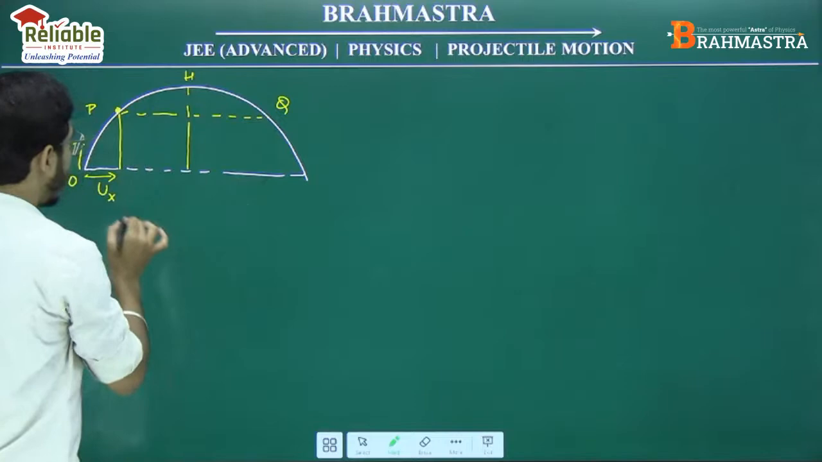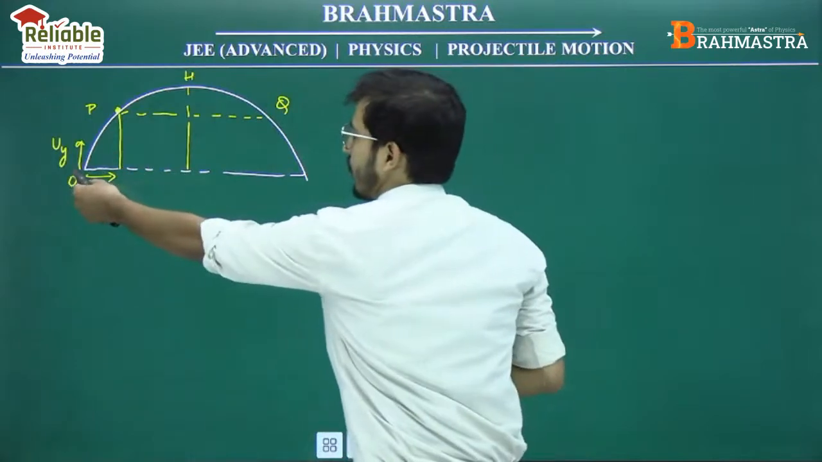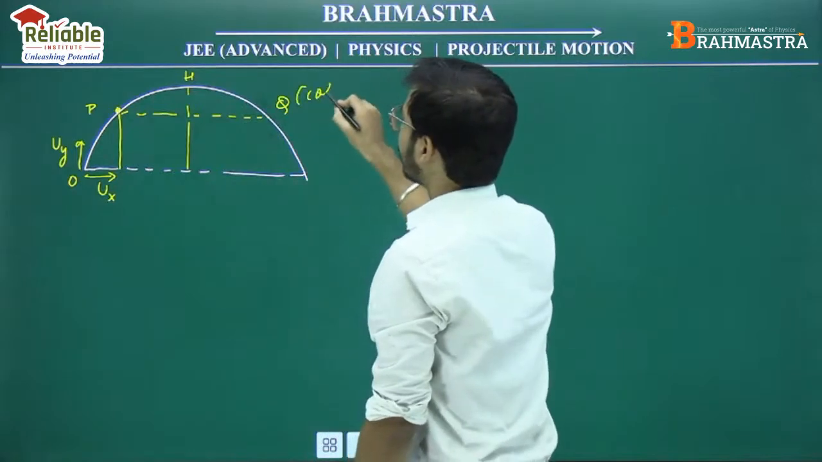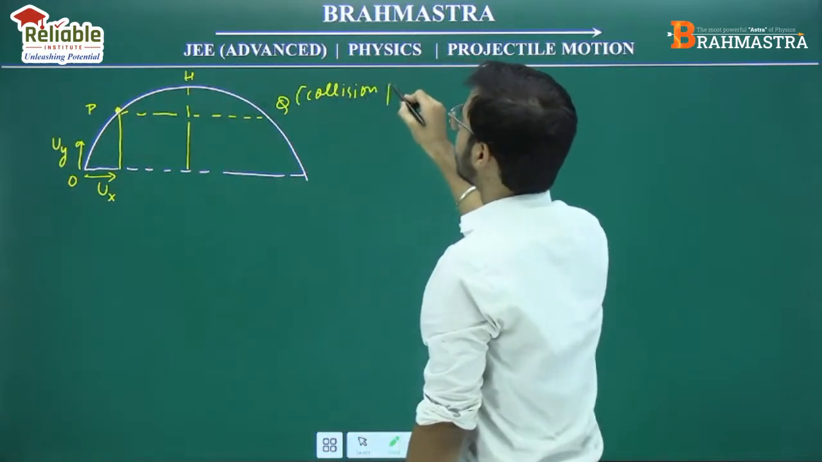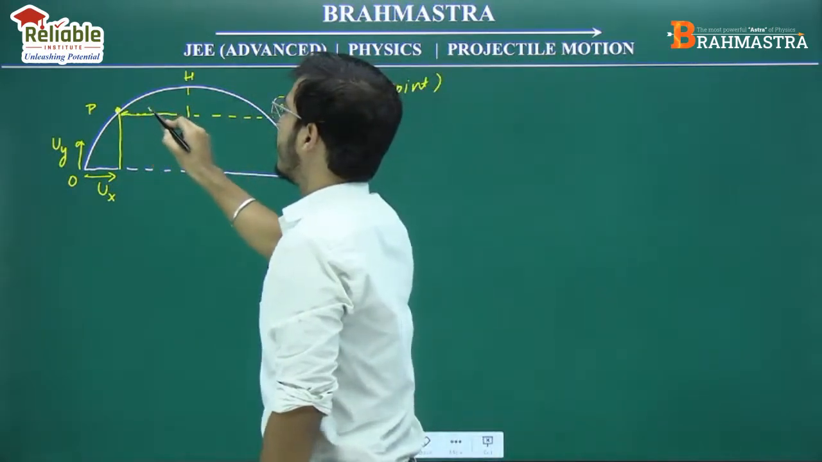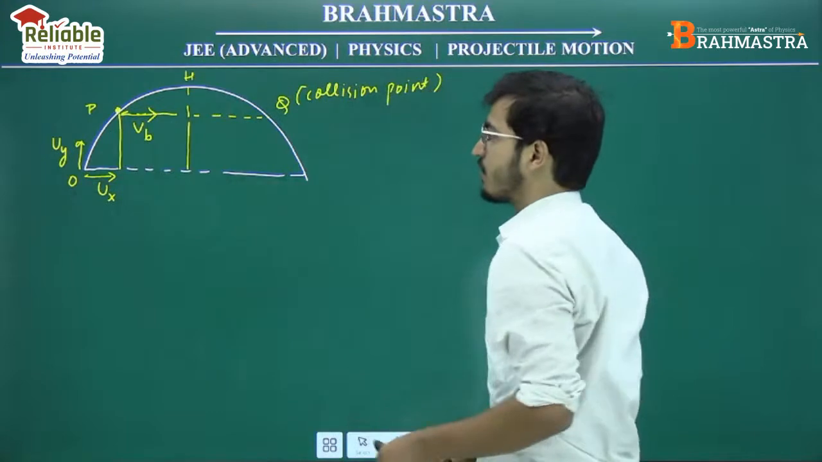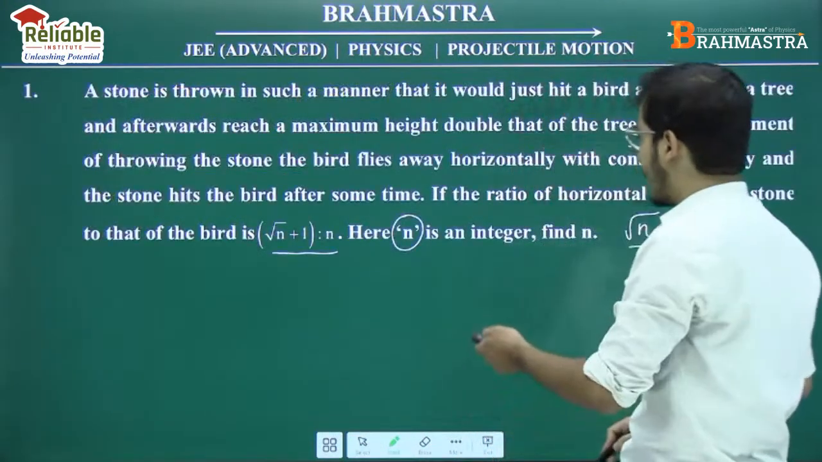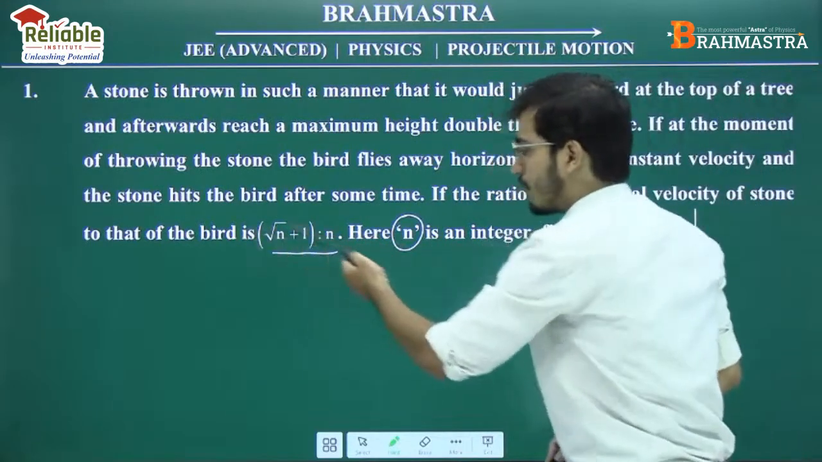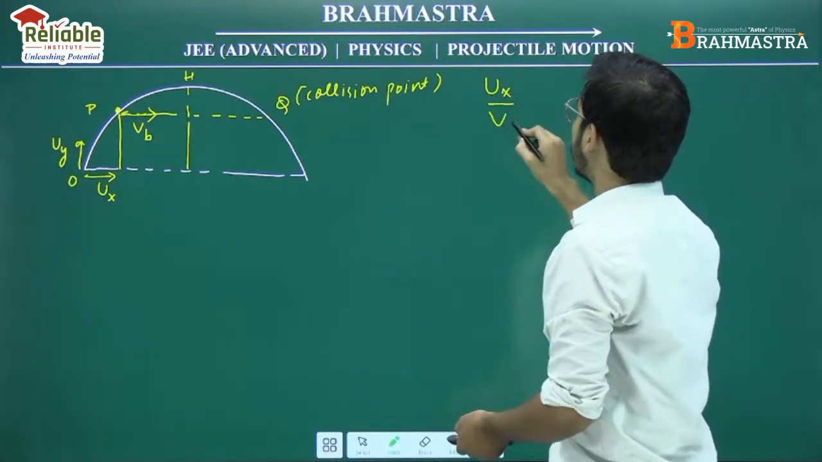This is the distance, and the stone is going to collide with the bird, right? When it is launched from point O, they both will collide. Q is the collision point. Here they both are going to collide. Let's call the velocity of the bird VB, and the horizontal velocity of the stone is UX. So the question asks the ratio of the horizontal velocity of the stone to that of the bird.